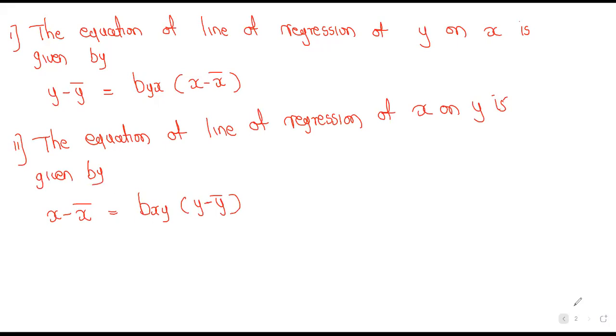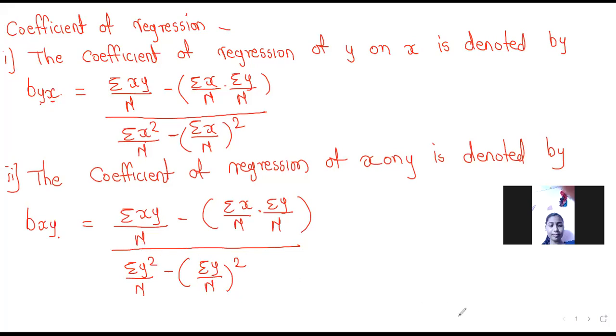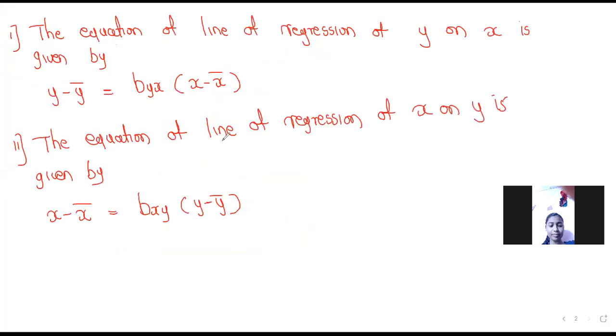Okay. So here we have given the coefficients of regression, that is byx and bxy. Okay. So byx is denoted by this and bxy is denoted by this, and these are the lines of regression.